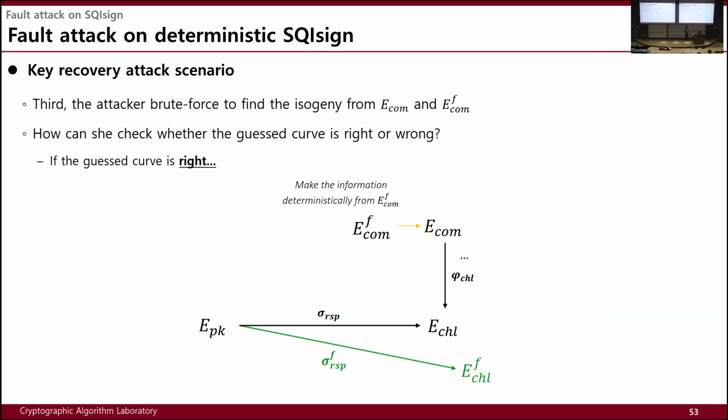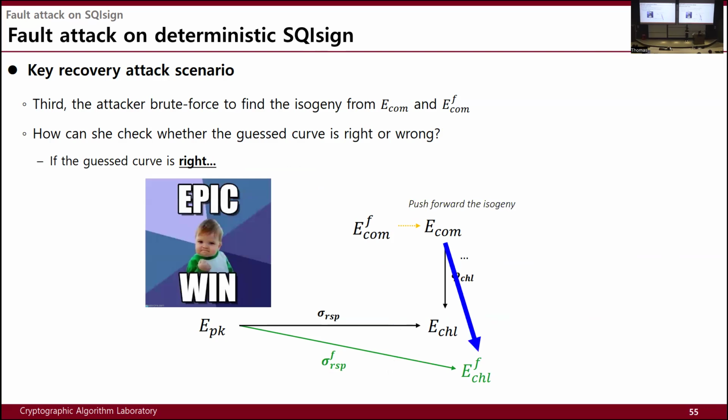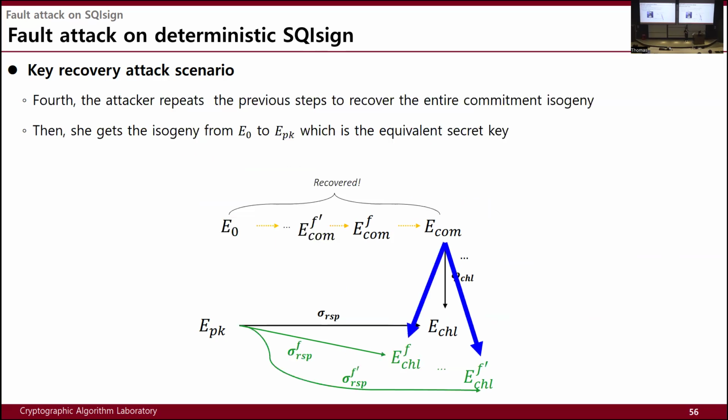But if her guess is right, then the right information made from the faulty commitment curve makes a right isogeny, and it goes to the codomain of the real response isogeny sigma. By repeating this process, she can recover the entire commitment isogeny. Then she gets the isogeny from the starting curve to the public key curve, which is the equivalent secret key.